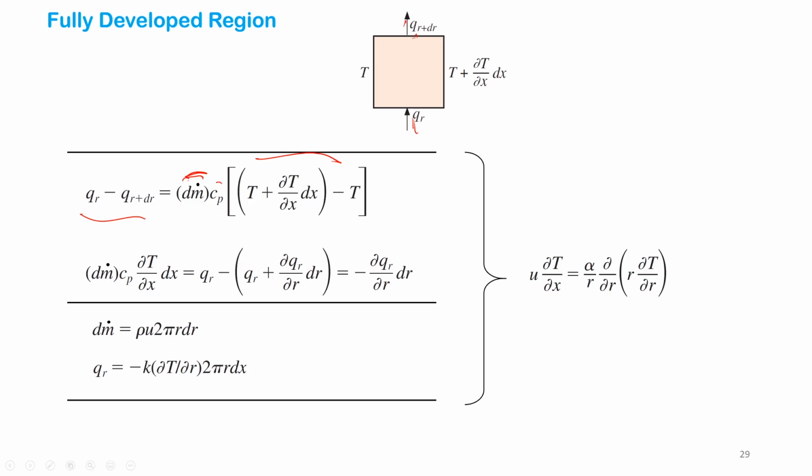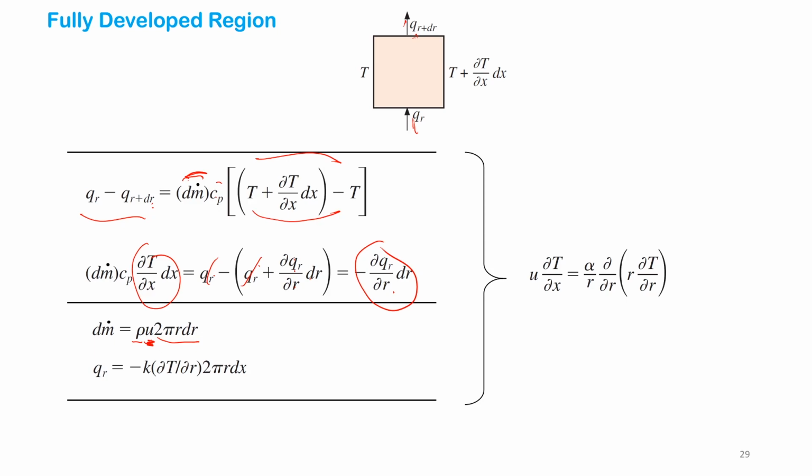So if I rearrange this equation, the m Cp, and this difference is dT/dx times dx. So we have Qr minus Qr plus dr, and you can Taylor expand this, dQr/dr times dr. So if you eliminate this, you get minus dQr/dr times dr. The differential mass flow rate is density times velocity times 2 pi r dr. Okay, so that means this is the differential mass flow rate.